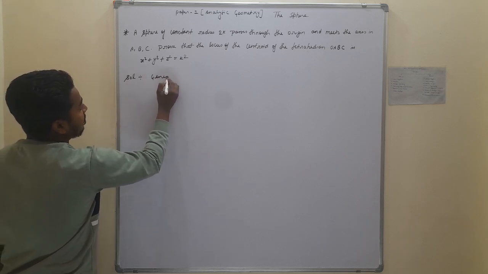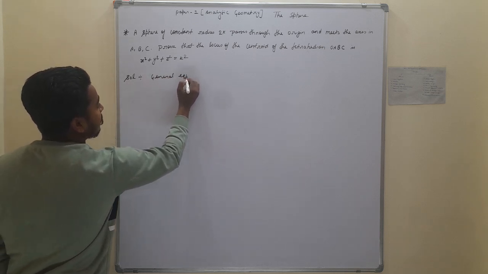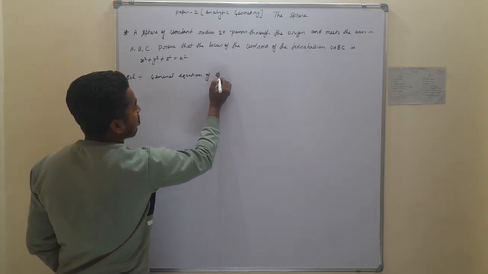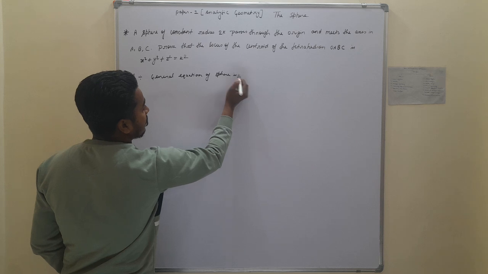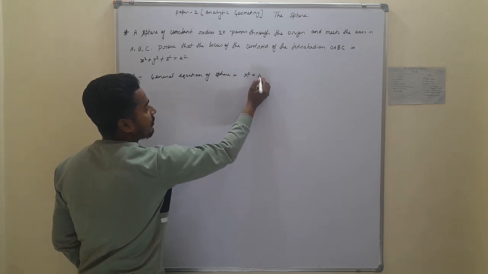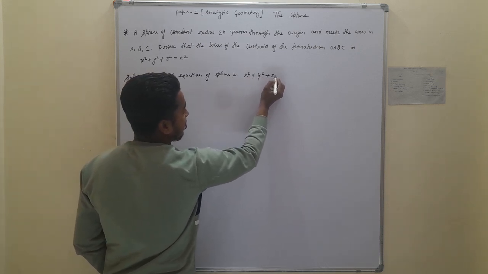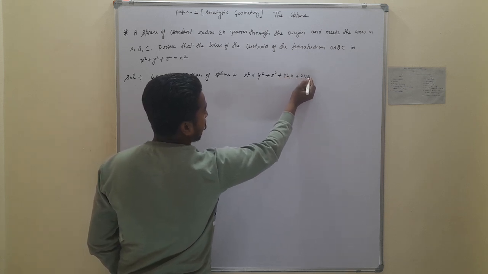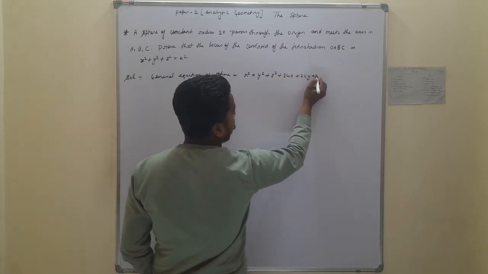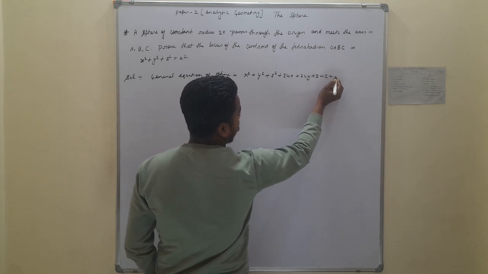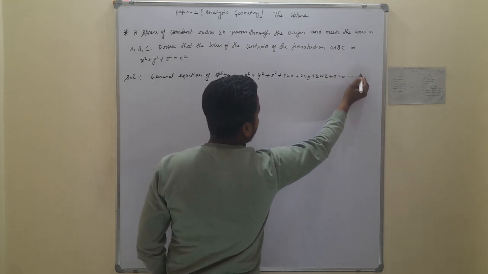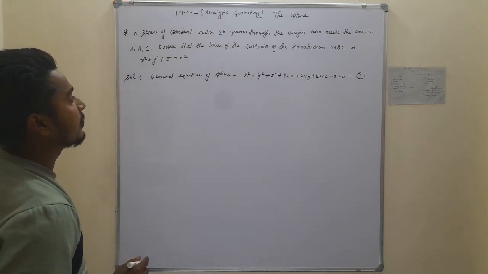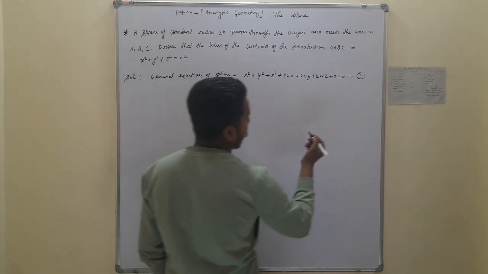The general equation of a sphere is x square plus y square plus z square plus 2ux plus 2vy plus 2wz plus d is equal to 0. Let this be equation 1, and the constant radius is given by 2k. First we have to draw the figure here.